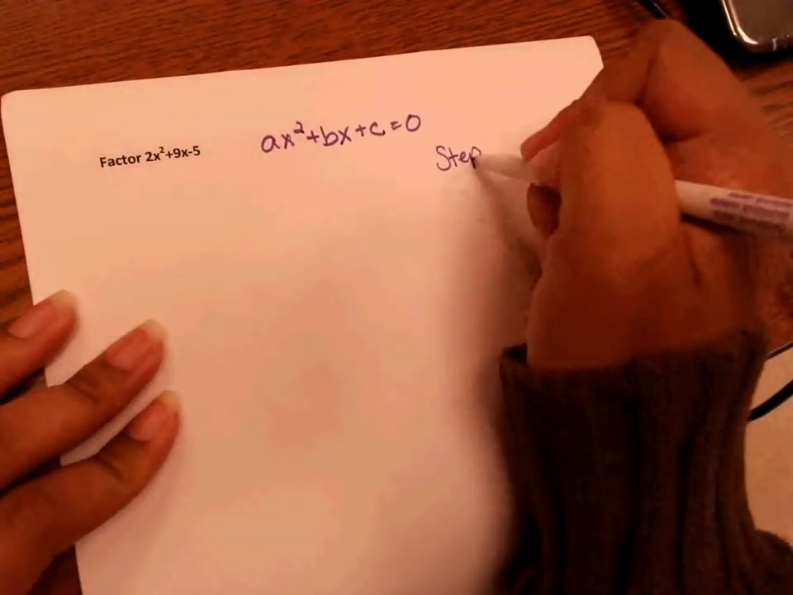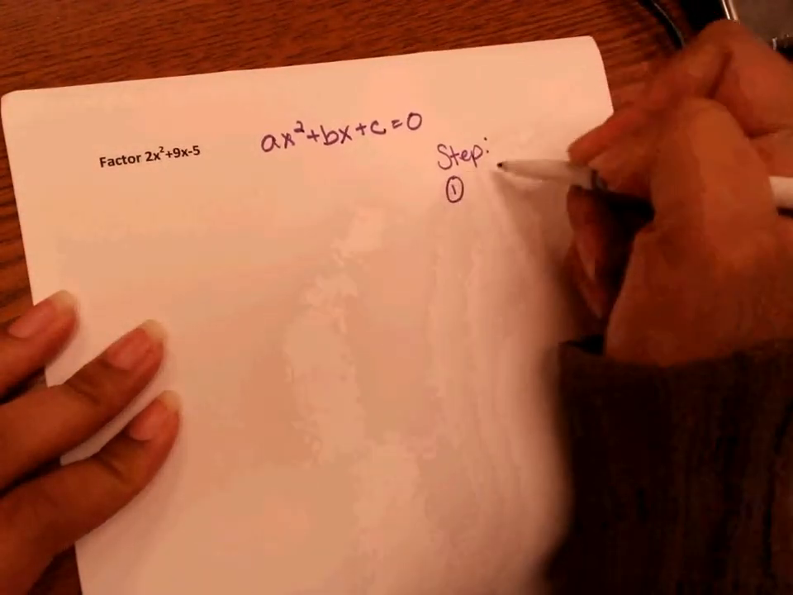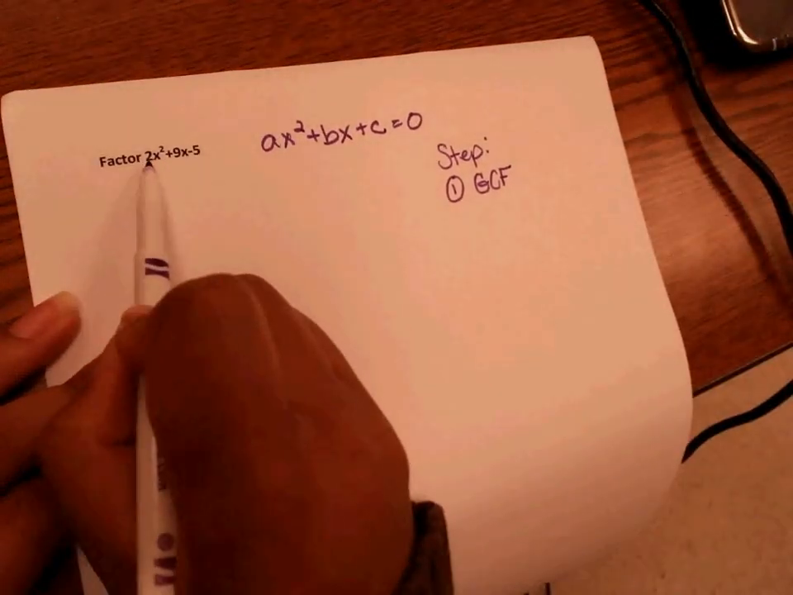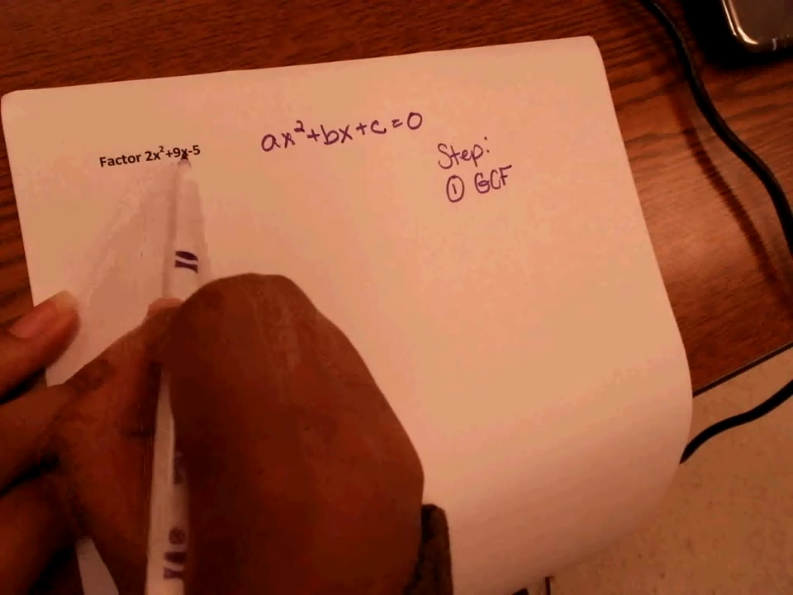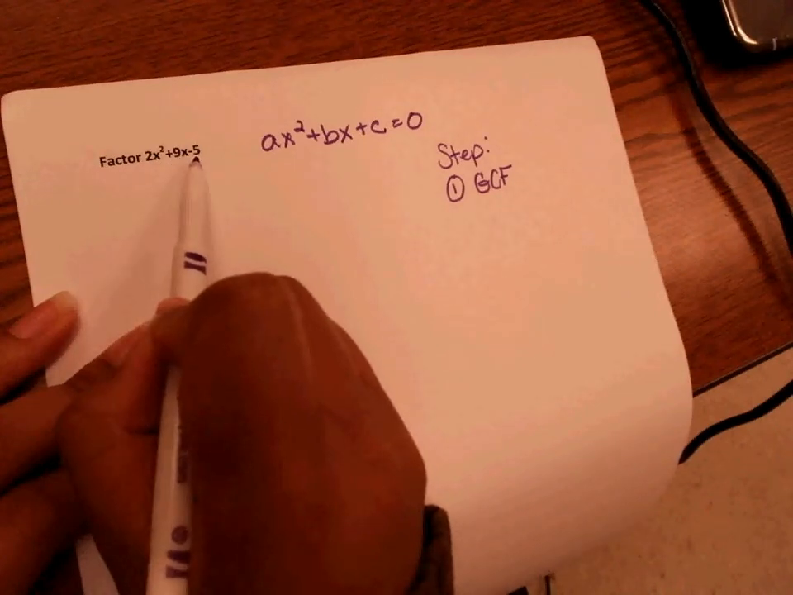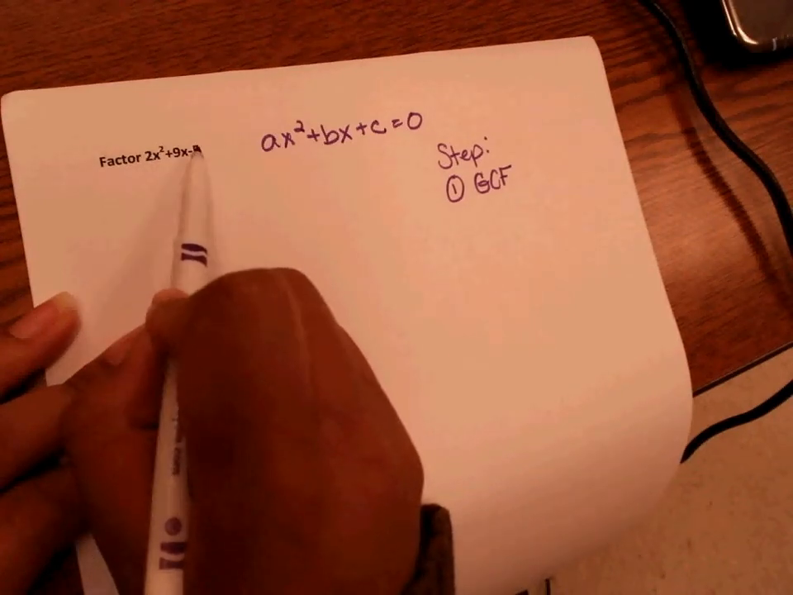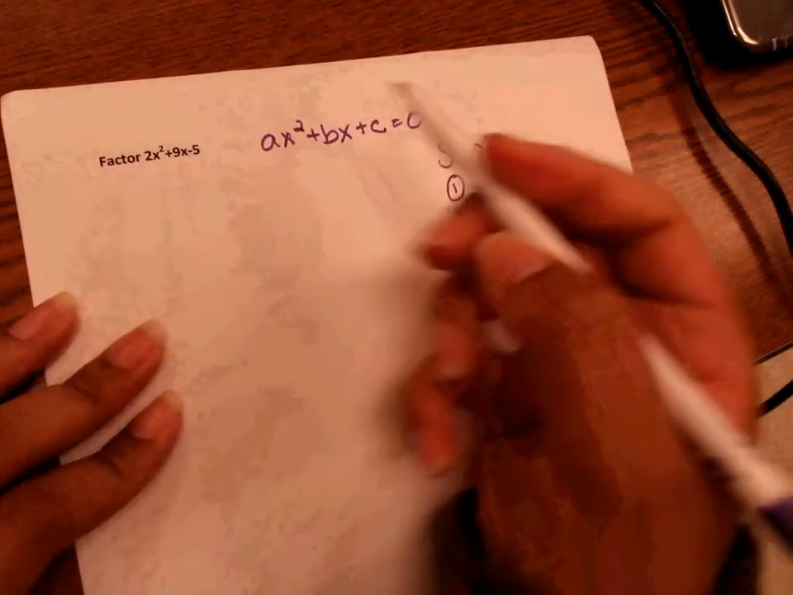So step 1, GCF. Remember, GCF means greatest common factor. So I look at my coefficients, 2, 9, and 5. Do they have anything in common? No, they do not. Then I look at my variables. X squared, x, there's no variable here. So therefore, there is not a GCF.